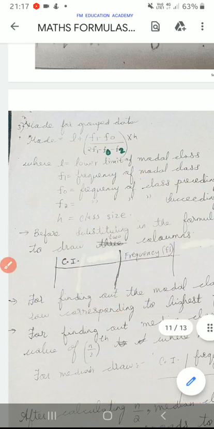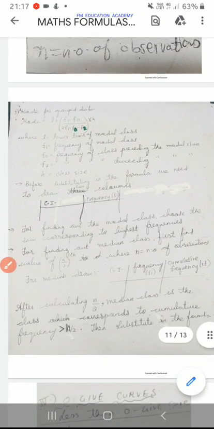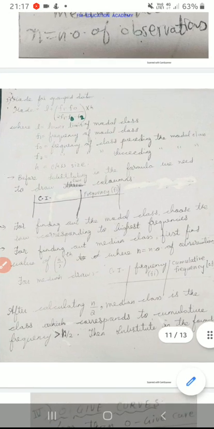Okay, and you can go through these points also. How to find the modal class I have written, and how to find the median class in the case of median also I have written. Okay, just go through these points, take a screenshot and learn it.